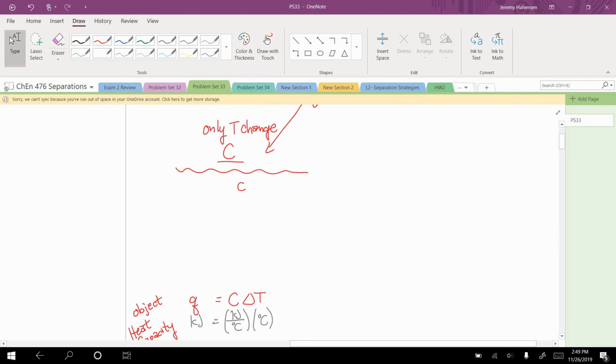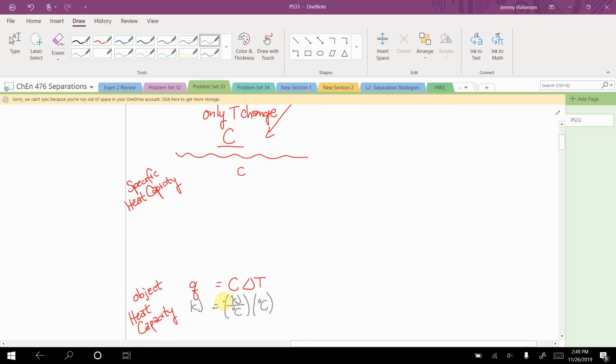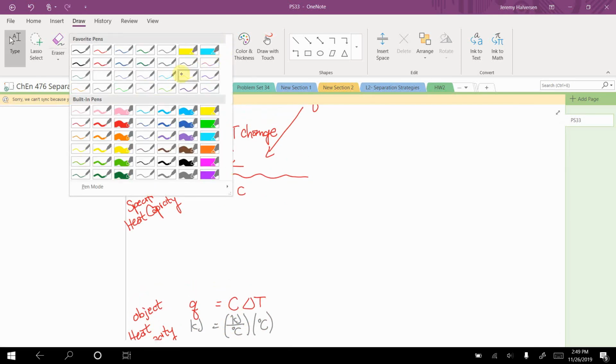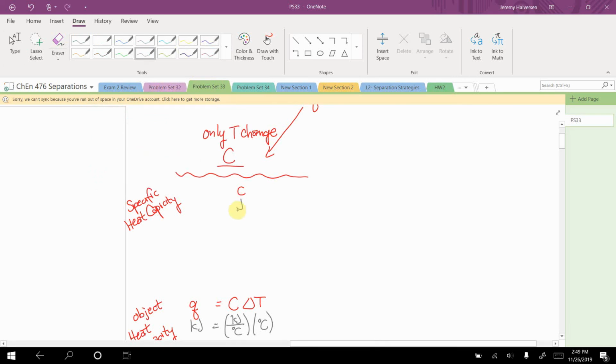All right, well, if I'm dealing with a substance that has different amounts of that substance, I'm not going to use a heat capacity. Technically, I'm going to use a specific heat capacity. While a heat capacity tells you how much energy it takes to raise the temperature of my object 1 degree, a specific heat capacity tells me how much energy it takes to raise 1 gram of that substance 1 degree Celsius.